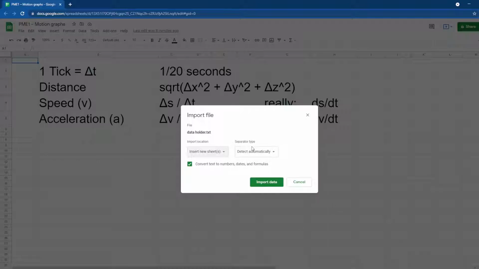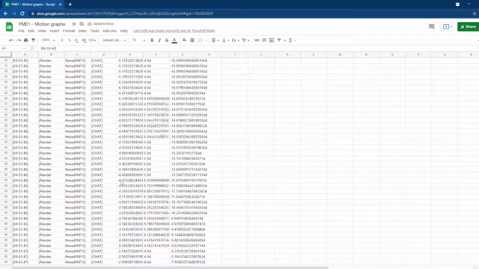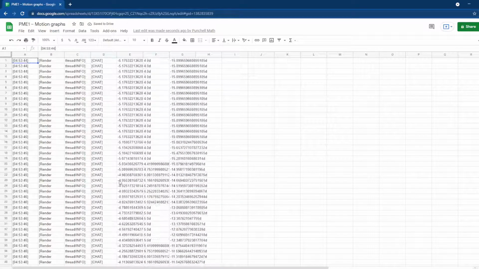And the command that I'm using in Minecraft uses a space as a separator. So let's select separator type, custom, and here space, import data. And you can see we have all the data that we pasted into the data holder notepad file.